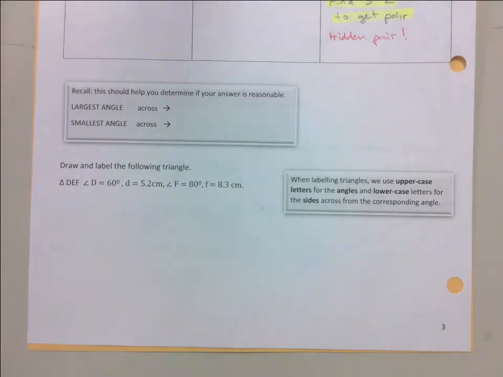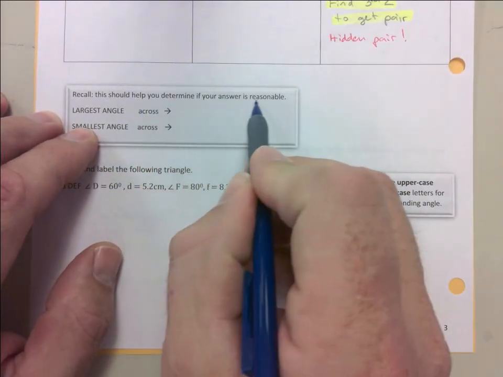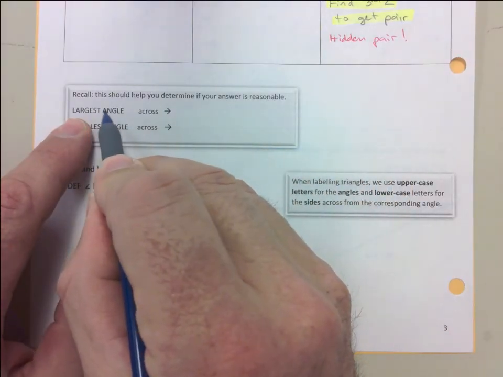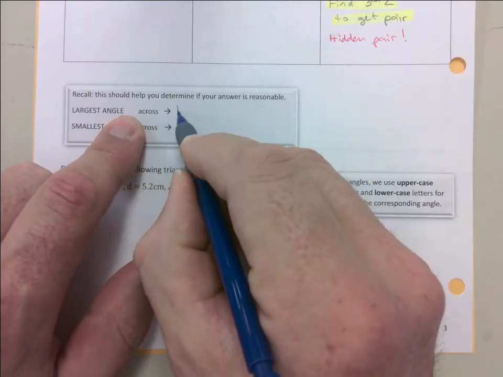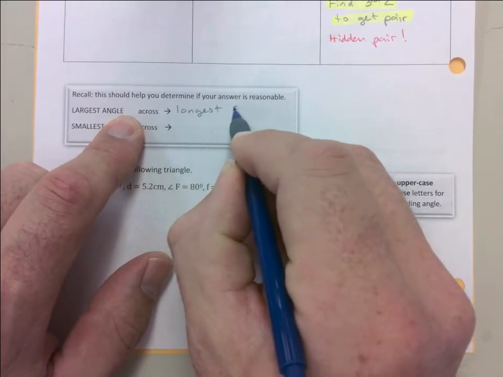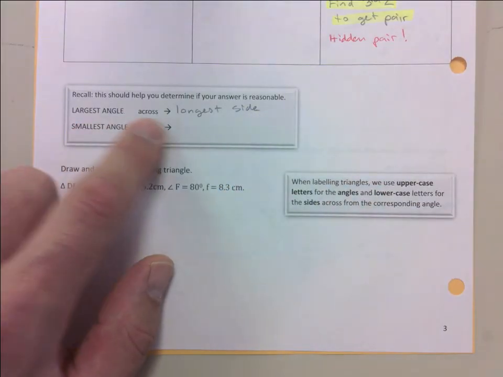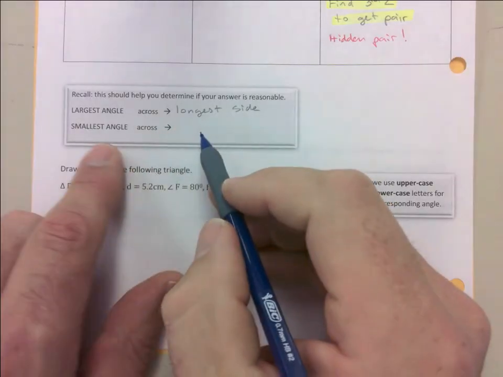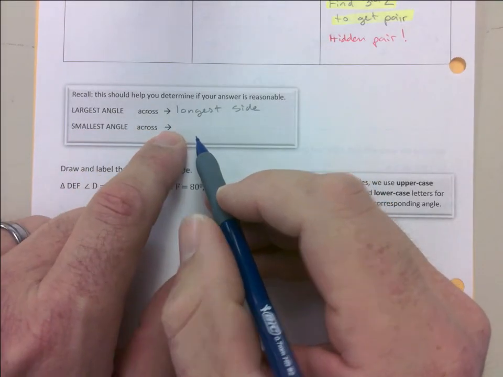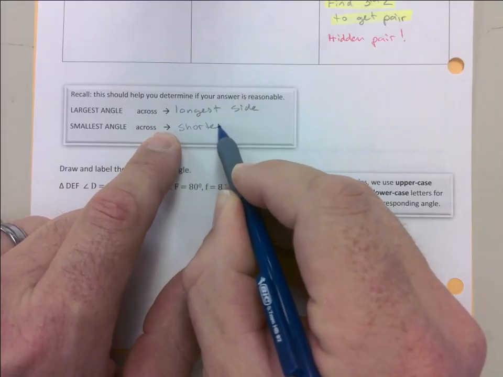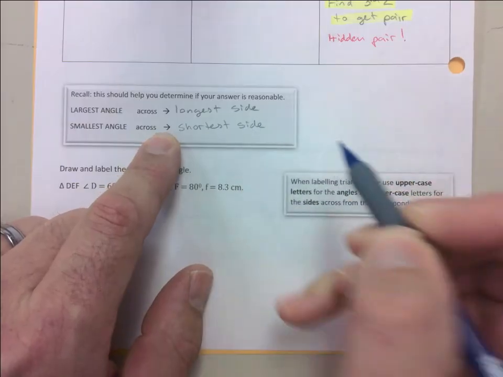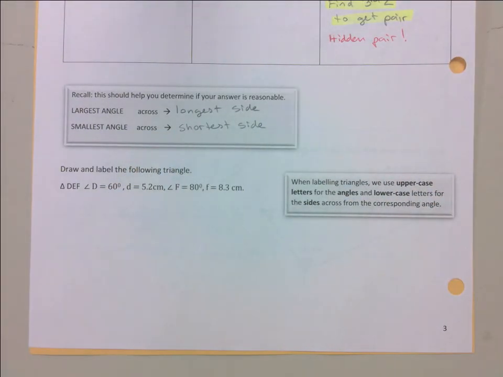Next, recall. You should be able to determine if your answer is reasonable. So you should see that the largest angle is across the longest side. If you solve the triangle, you should see that pattern. And at the same time, the smallest angle should be across the shortest side. Sometimes students say, I solved it all, and then you can tell right away it doesn't add up. And the middlest angle should be across the middlest side. I just made that one up. But that's obvious. We just focus on the largest and the smallest, and the other one should take care of itself.